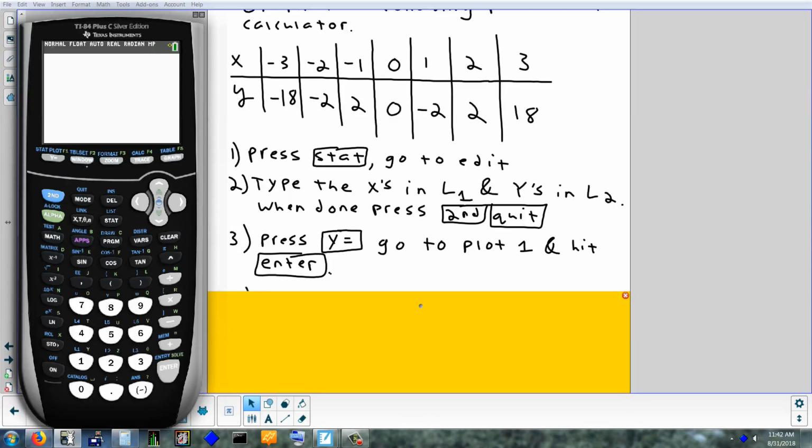Now, on your window, what are the largest and smallest x values we have? Start with the smallest. Kaya? -3 is the smallest and 3 is the largest. So I might do -5 to 5 because I like to leave a little extra room on the screen. And I like my Y max already, 20. That's pretty good. Let's set the Y min at -20. And now hit graph.